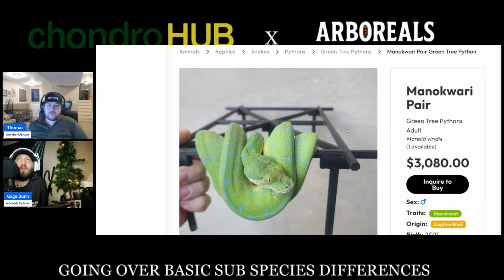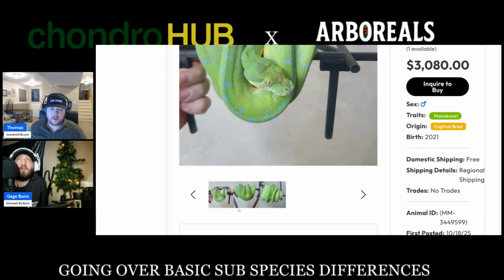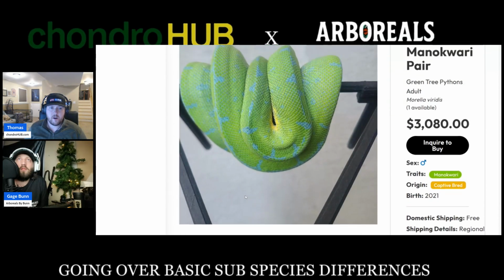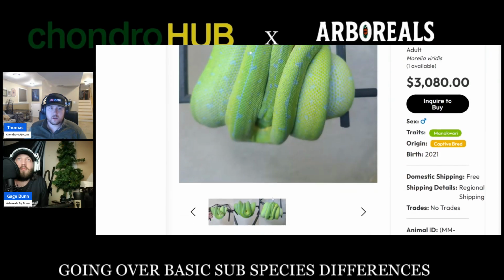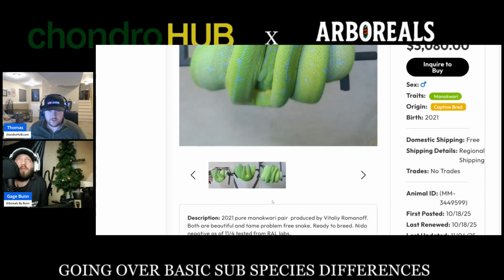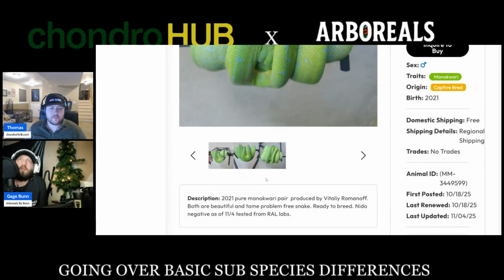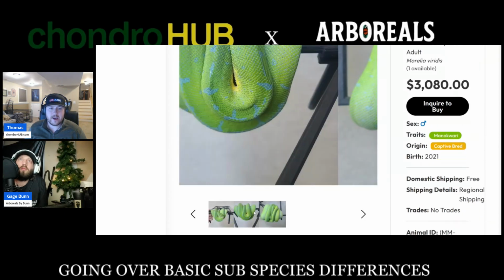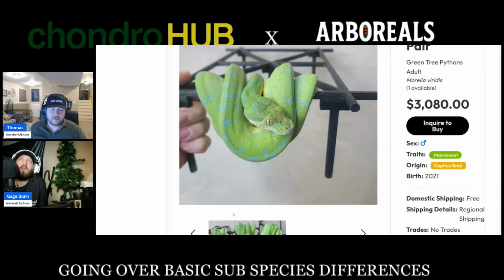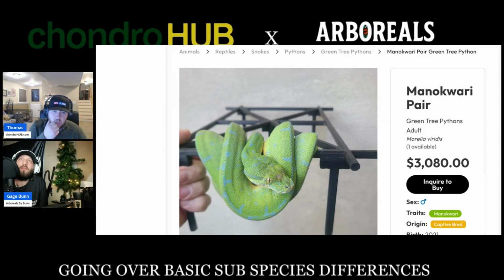So this posting is labeled as maniquari pair. There is no tail in here, right? Yeah, no tail pictures. It says it's produced by Vitaly Romanov. I would really want to see that tail to help solidify that it is a maniquari. There's a single eye band. Well, that's true too. So the stripe does kind of lean towards at least pulcher. A tail picture would definitely help out.